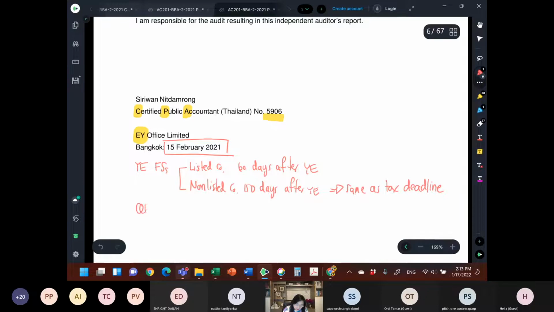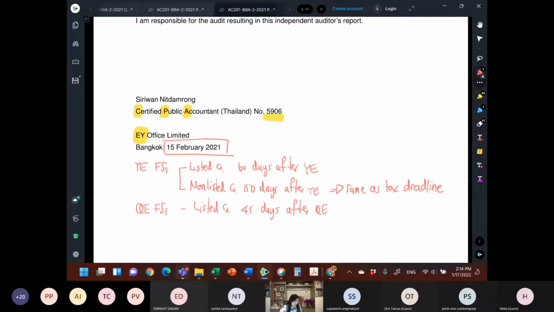But if it's quarter end, right? Quarter end is only for the listed companies. You have 45 days after quarter ends. Okay, so this would be the deadline.